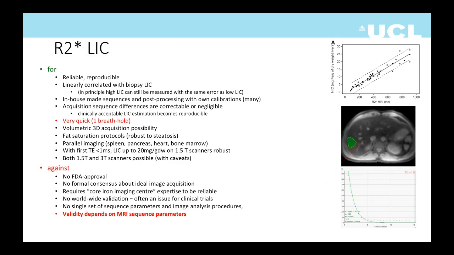For R2 star, what are the advantages? It's reliable, reproducible, and it's linearly correlated with biopsy LIC. So higher values will not have this estimation error like the Ferriscan.